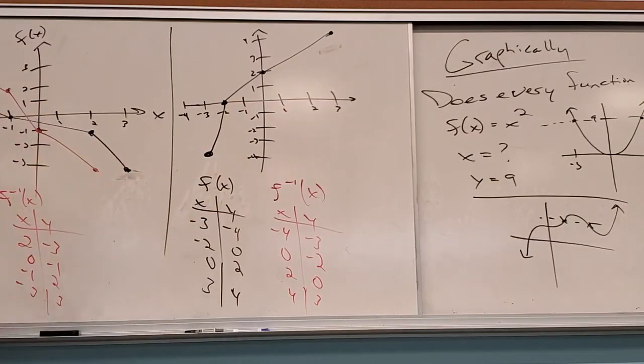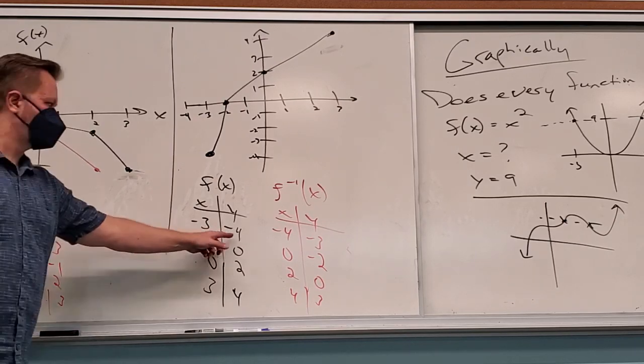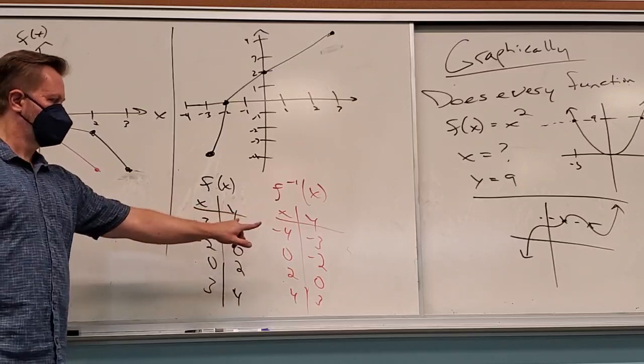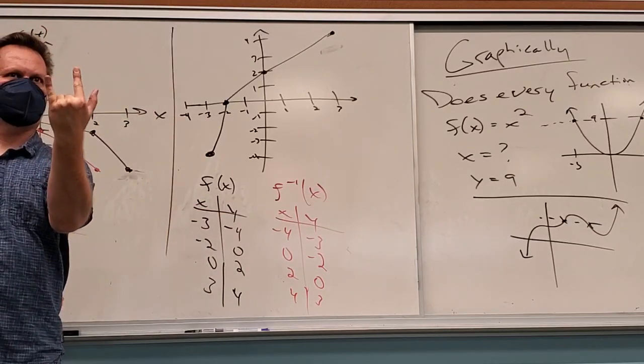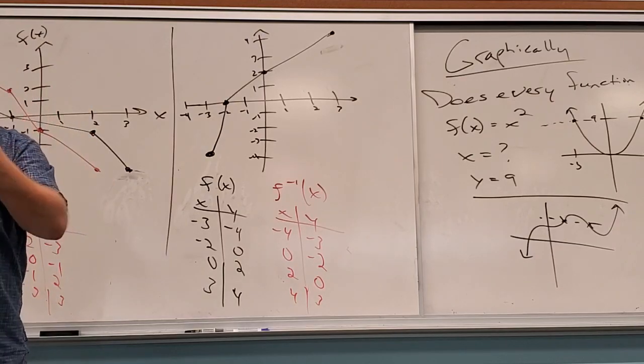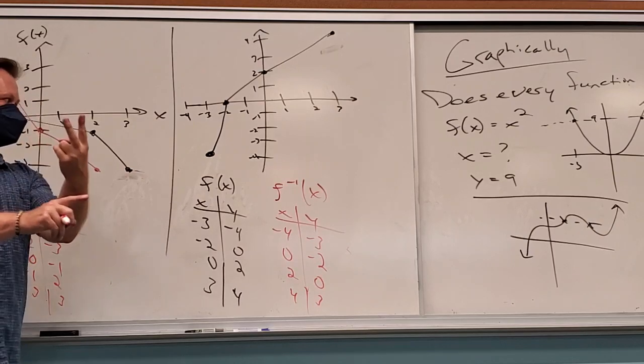Is that cool? Right, it's almost too nice to believe. And it matches exactly with what made sense to begin with. An inverse should take the output of the original and bring it back to what it was. So it should just switch the points. It should just switch the X and Y, which is awesome. Because that's what we do algebraically, and that's what we do graphically. That kicks so much ass.